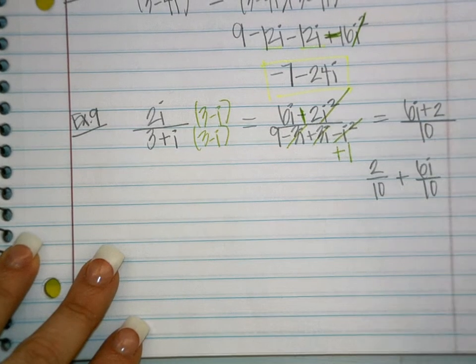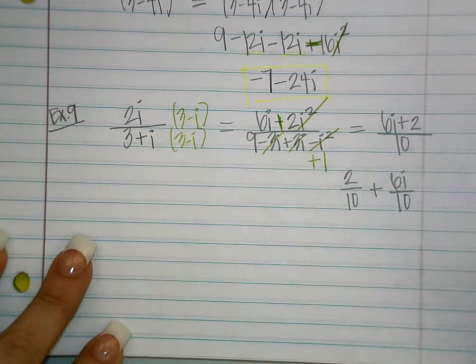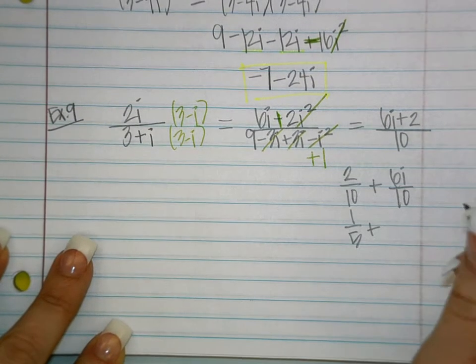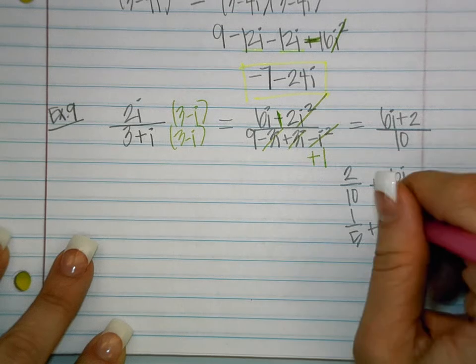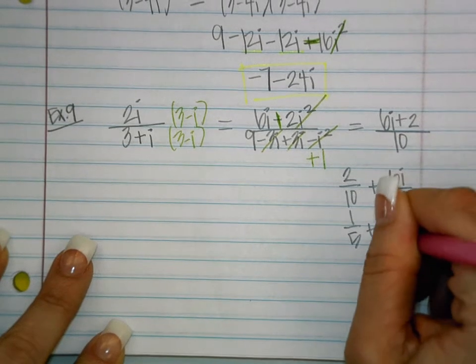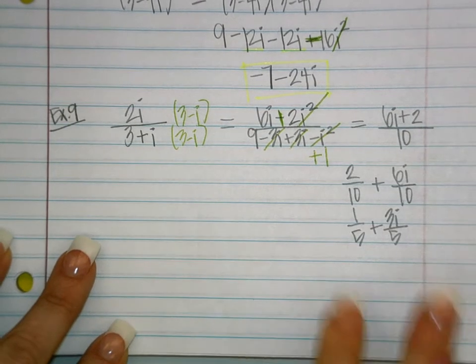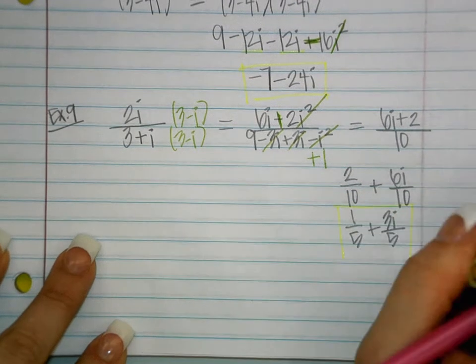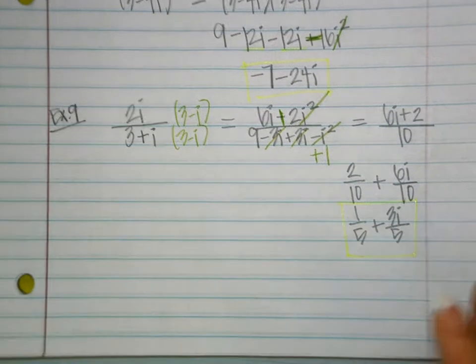What does 2 over 10 reduce to be? 1 over 5 plus 6i over 10 reduces to be what? 3i over 5. That's your answer. Now, if you combined these and wrote it all over one fraction bar, that would be fine, but you don't have to, so you can just leave them separate.